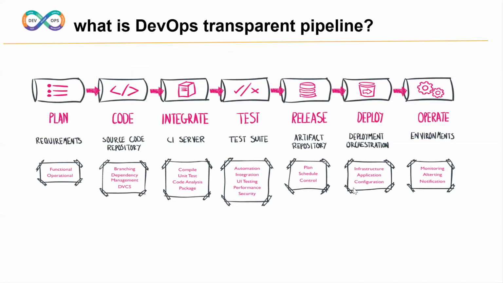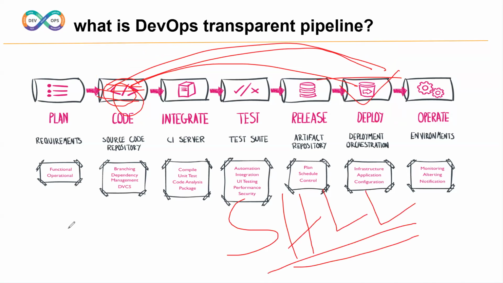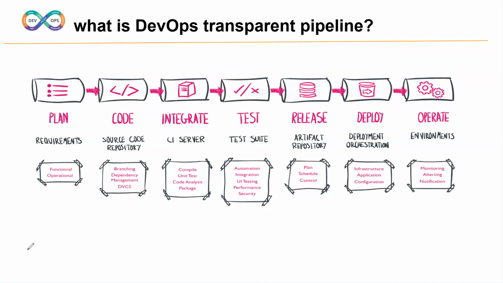Whatever lines of code are written by the developer, making working software and delivering it into the production environment within the shortest time, with high quality and low cost, is nothing but our DevOps transparent pipeline.